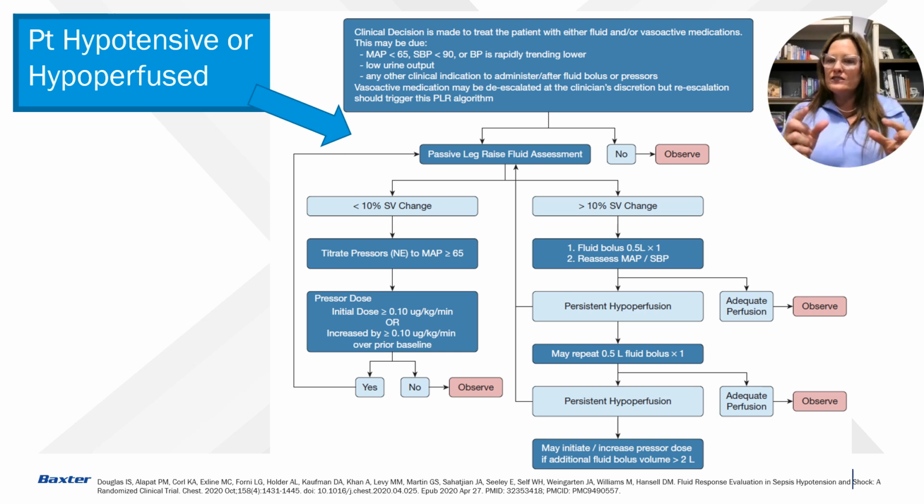So we are looking at stroke volume, and stroke volume is what's in that left ventricle before it contracts. So do we increase stroke volume to help with perfusion and forward flow, or do we not? In the right arm, they had greater than 10% stroke volume change, then they would go ahead and give a fluid bolus. If the patient remained hypotensive or hypoperfused, then they would go ahead and reassess with a passive leg raise.